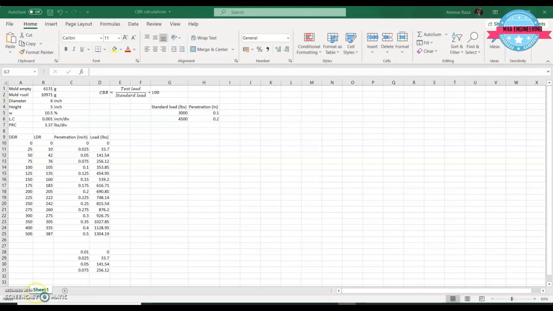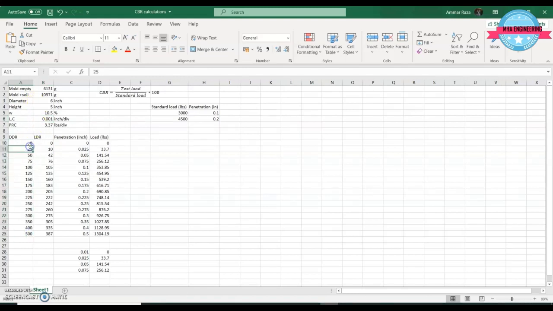So for our calculations portion of the CBR test, first here are the several dimensions and weights of the empty mold, the mold of the soil, the diameter of the mold, the height of the mold, the water content. The least count of the deflection dial gauge is 0.001 inches per division, and the PRC of the proving ring is 3.37 pounds per division.